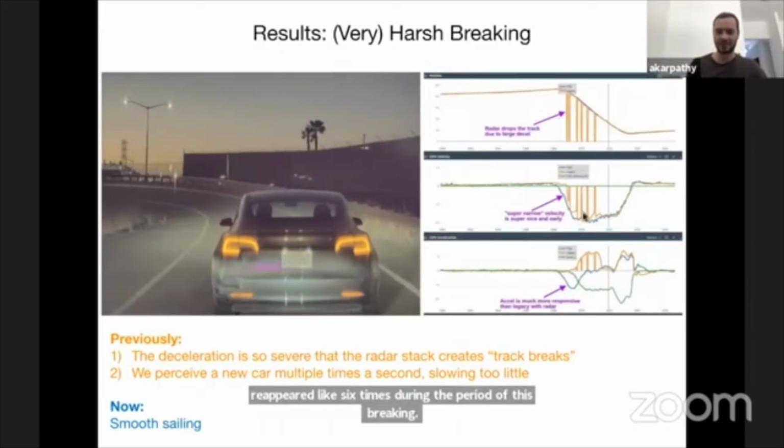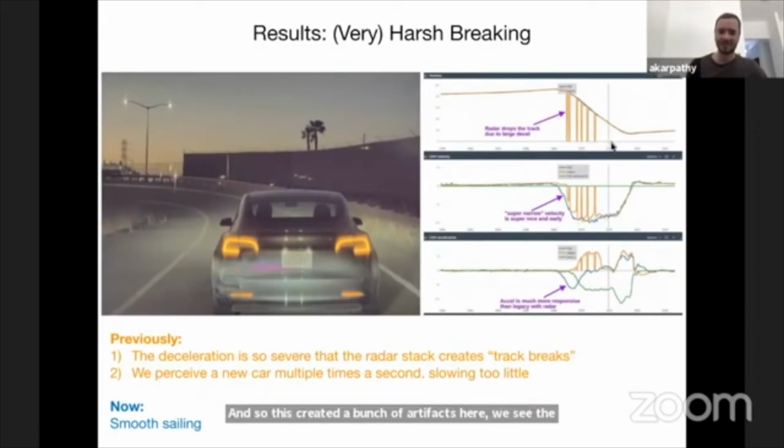And so this created a bunch of artifacts here, but we see that the new stack in blue is actually not subject to this behavior at all. It just gives a clean signal. In fact, here, there's no smoothing, I believe, on the blue signal here. This is the raw depth and velocity that comes out from the neural net, the final neural net that we released about 3 weeks ago. And you can see that it's fairly smooth here.